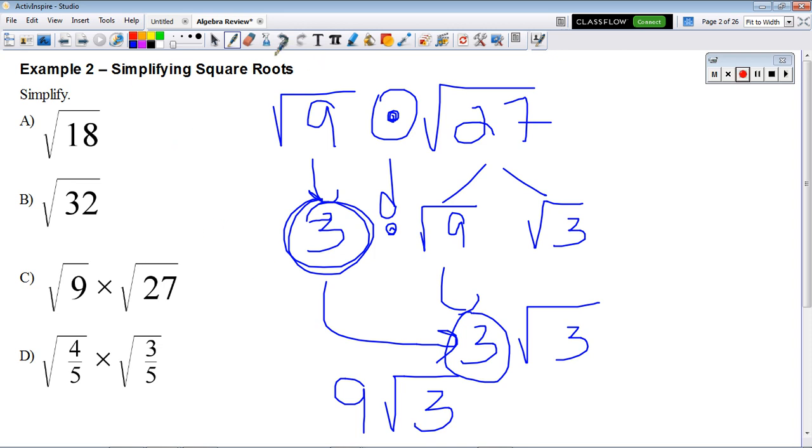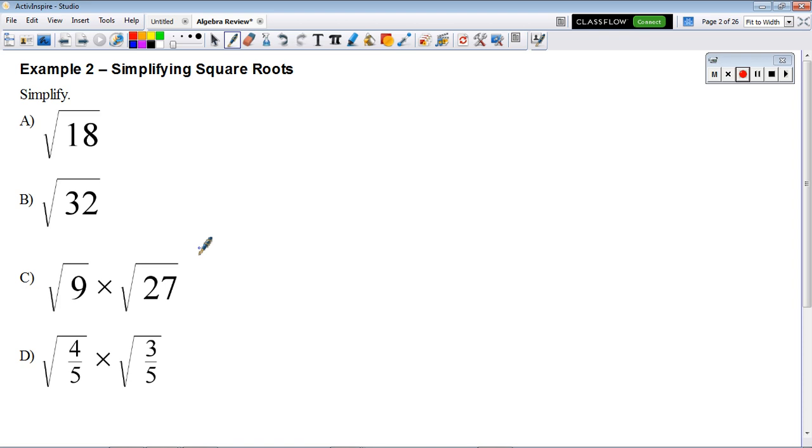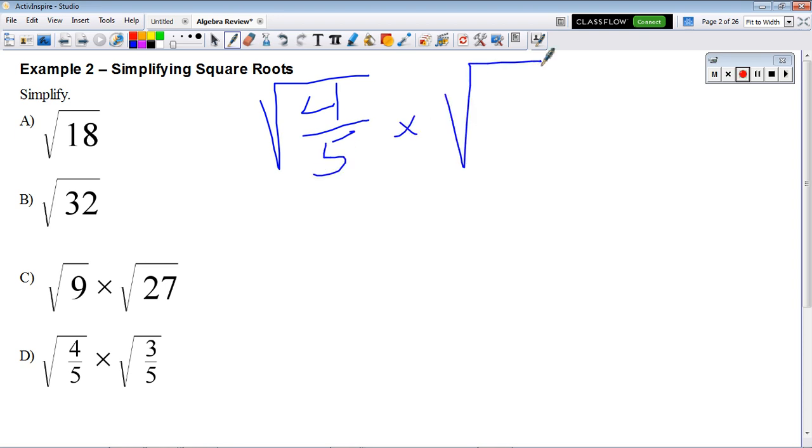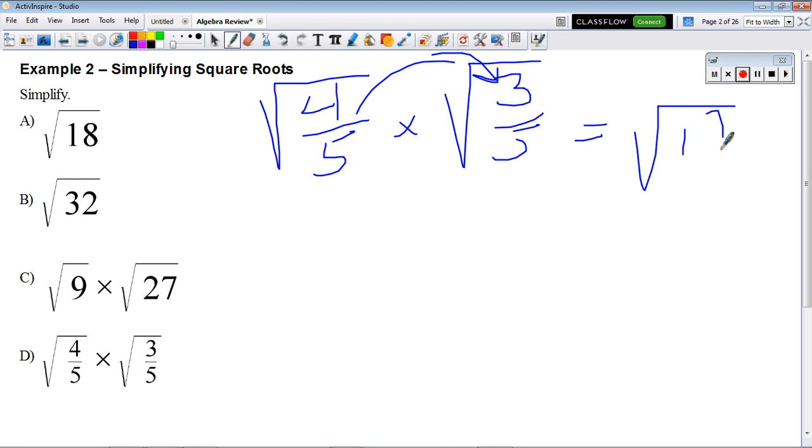And then for part D, even though I have two fractions here, I'm still going to go about this the same way as we did before. I have the square root of 4/5 times the square root of 3/5. And what I can do here is multiply these two values together, the 4/5 and 3/5, and when I do that, I end up with the square root of 12 over 25.